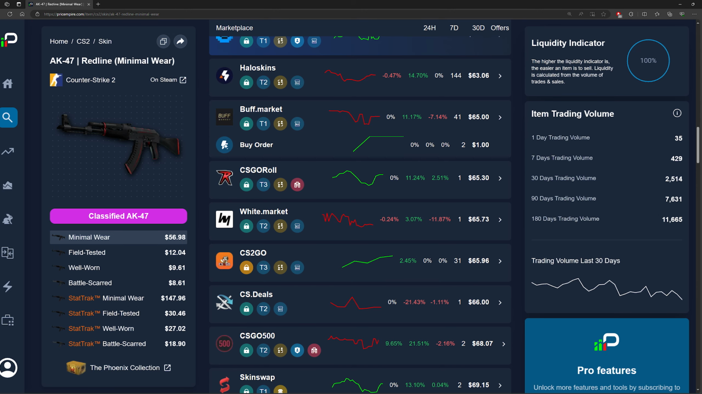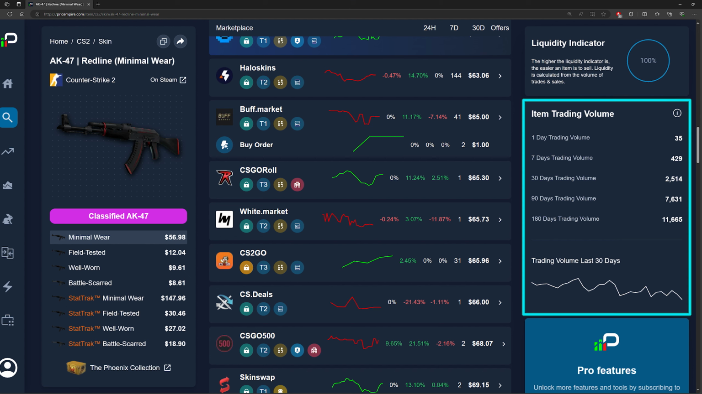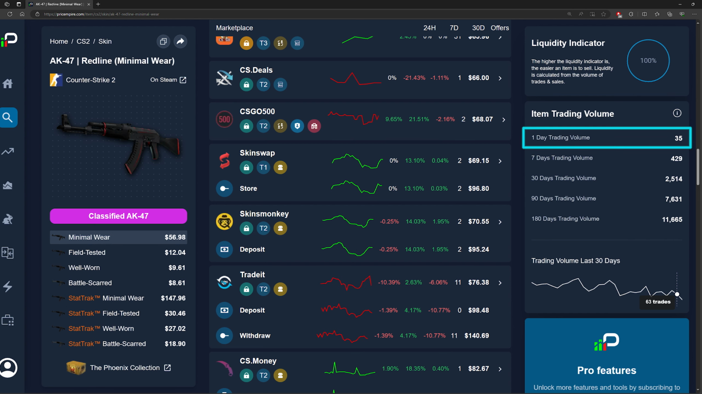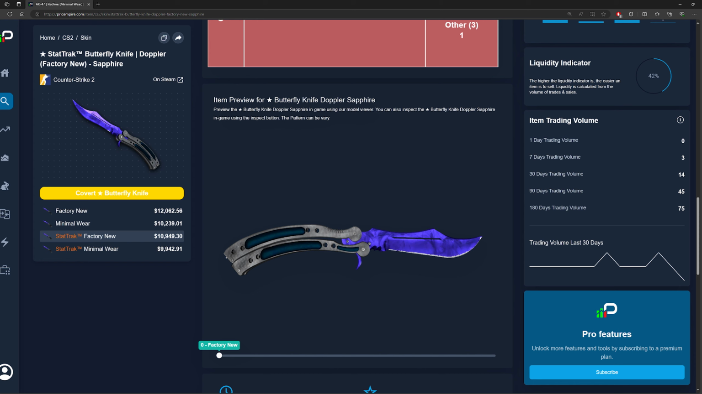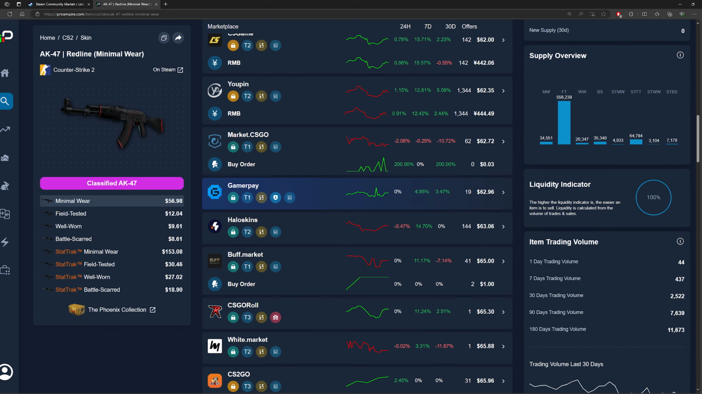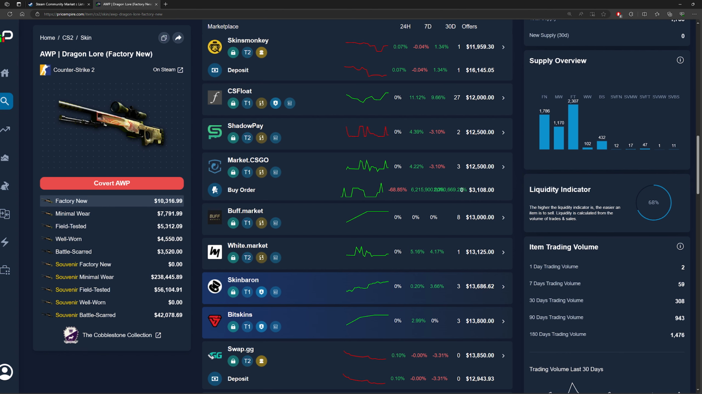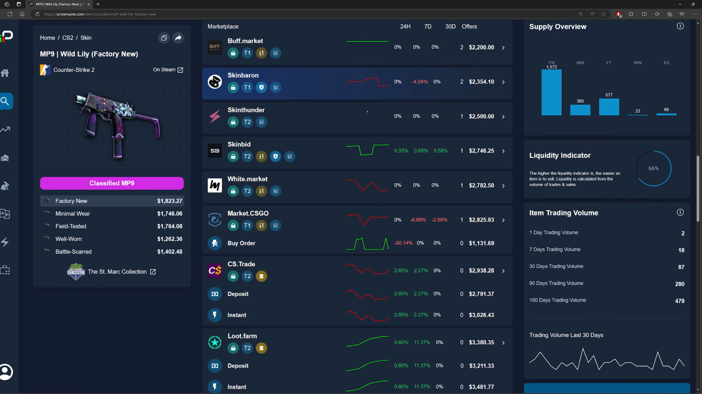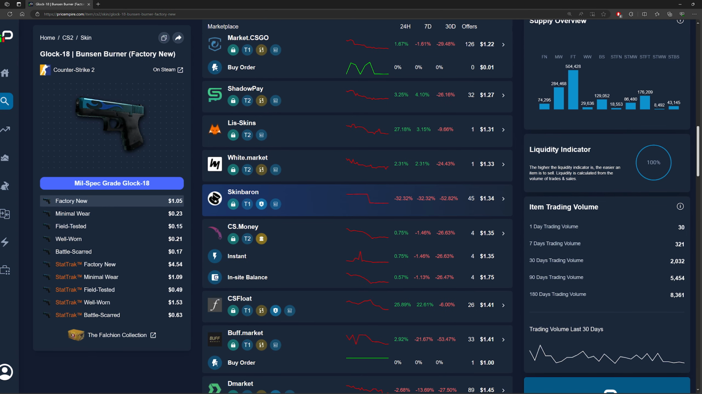To judge a skin's liquidity, you will need to take a look at the daily trade volume, or how many times this exact skin was sold in one day. For the Redline, there were 50 trades made in one day, which indicates a high liquidity factor. Something like a StatTrak Butterfly Sapphire had 3 trades in the last week, meaning it is way more illiquid than the Redline. Liquidity is very important in the CS investing world because it will dictate how fast you are able to sell your assets for market cash price.